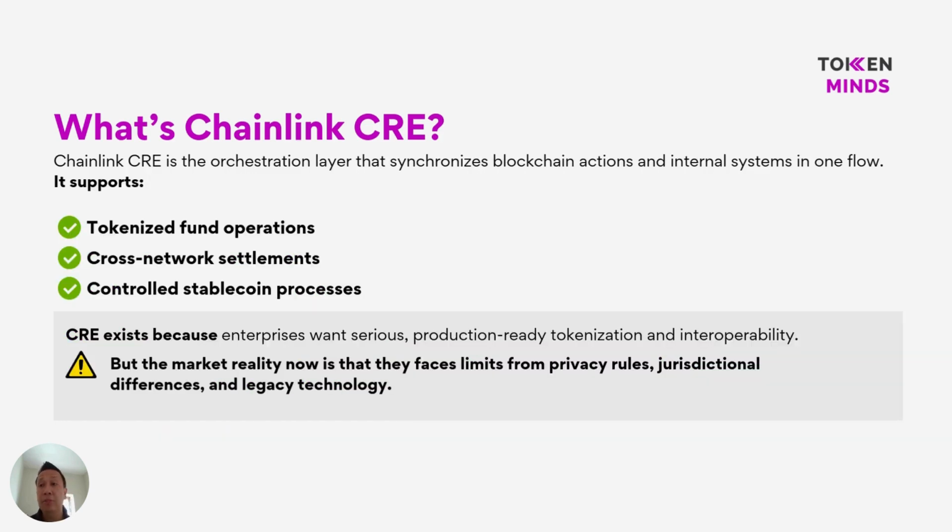At a deeper level, Chainlink CRE acts as the orchestration layer that synchronizes blockchain actions with internal enterprise systems. It supports real production use cases such as tokenized fund operations, cross-network settlements, and controlled stablecoin processes. CRE exists because enterprises want serious production-ready interoperability, but they are constrained by privacy rules, jurisdictional differences, and legacy technology. CRE is designed to work within those constraints.